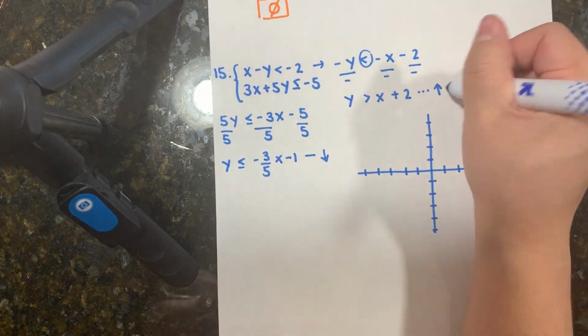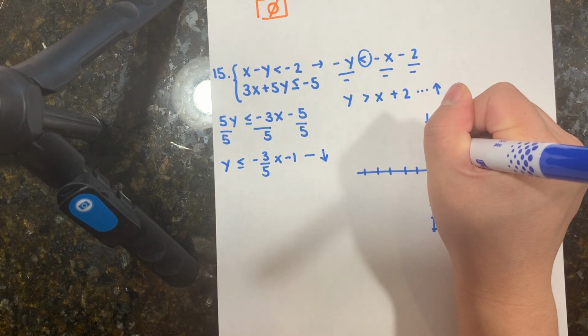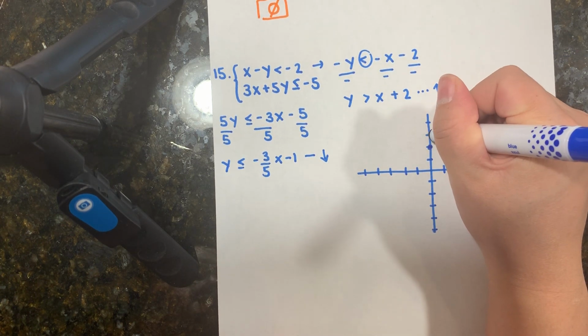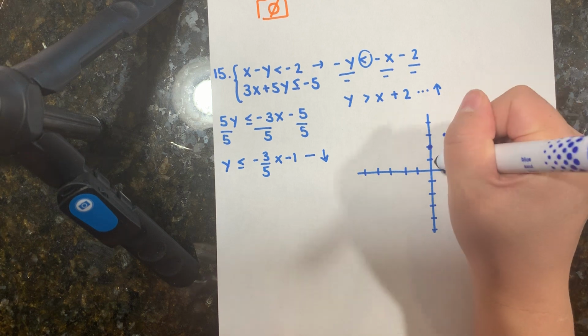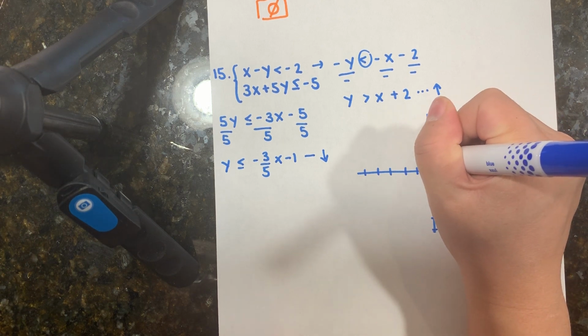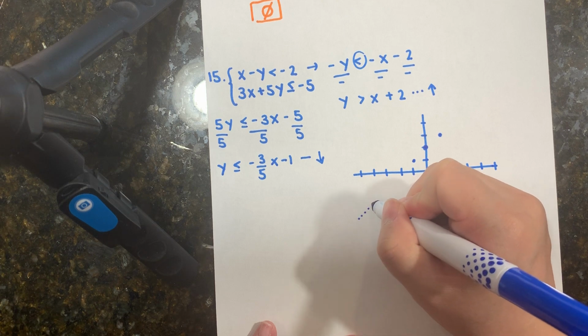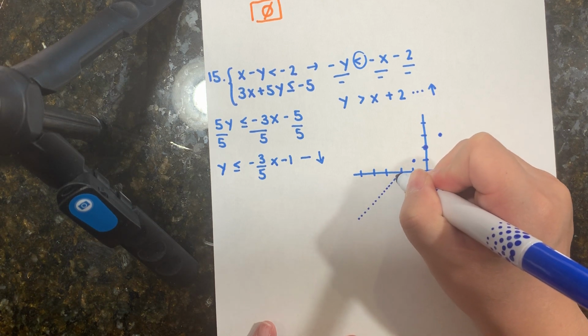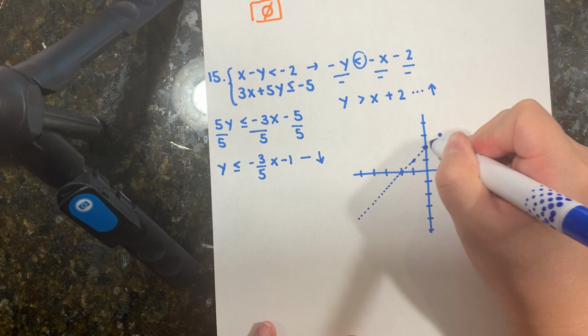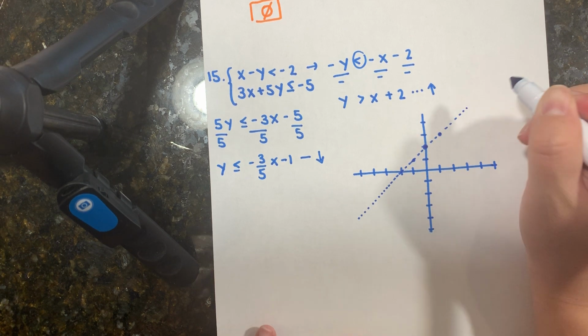So this first one is going to be crossing at positive 2. The slope is 1 over 1, so that means up 1 over 1, or down 1 to the left 1. It doesn't matter which one you do. But this is going to be a dotted line, so make sure you put a dotted line through those points.